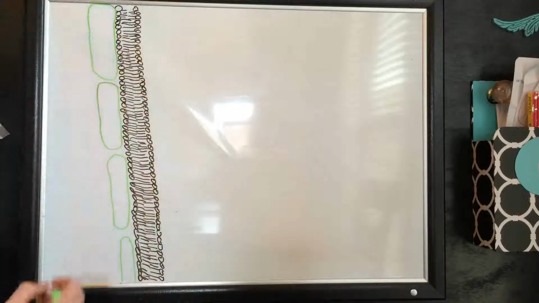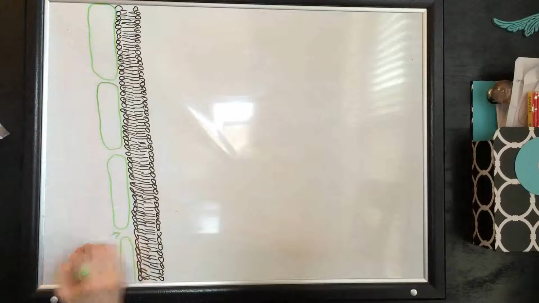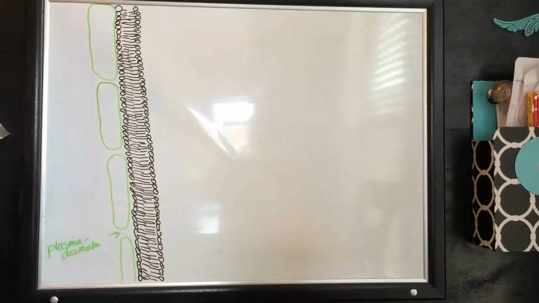Okay, I'll refresh your memory. These gaps, plasmodesmata. Like gap junctions in the animal cell.